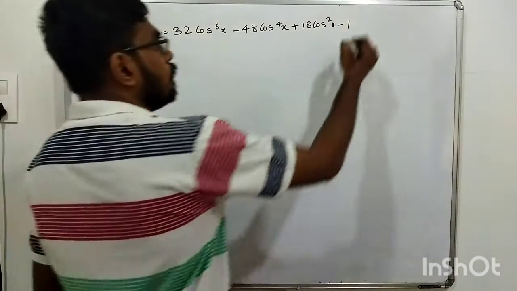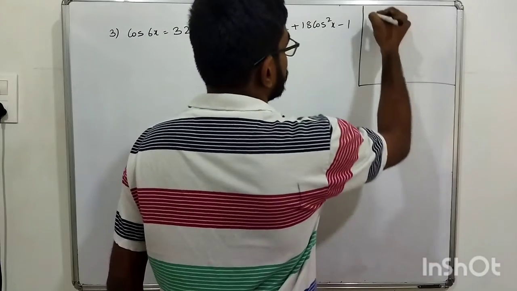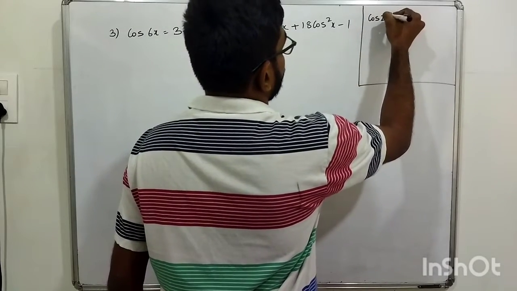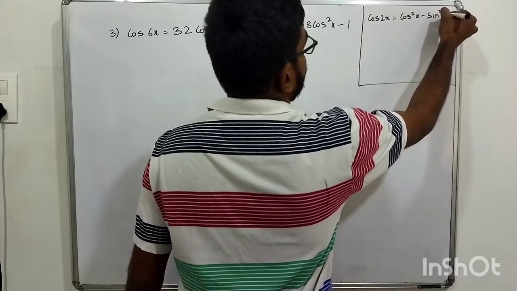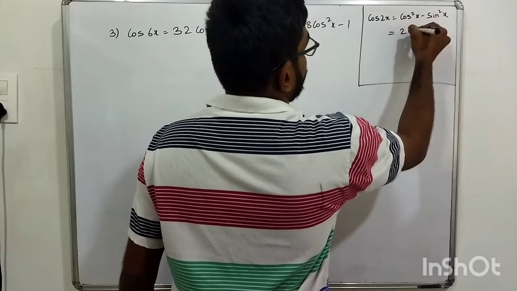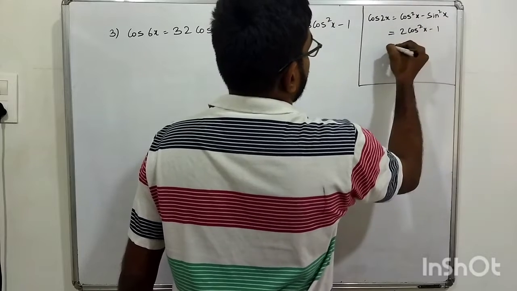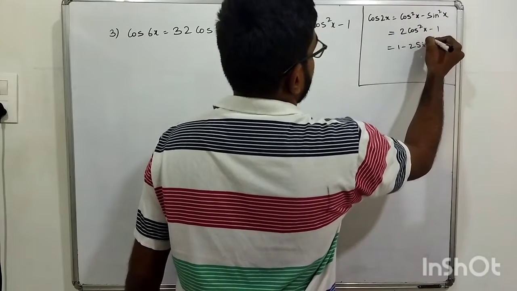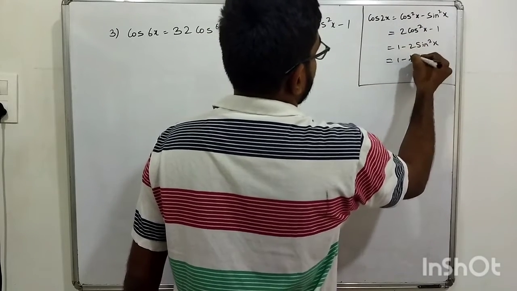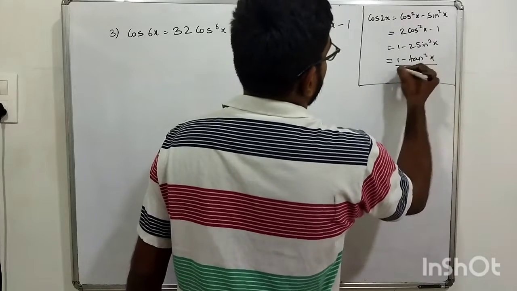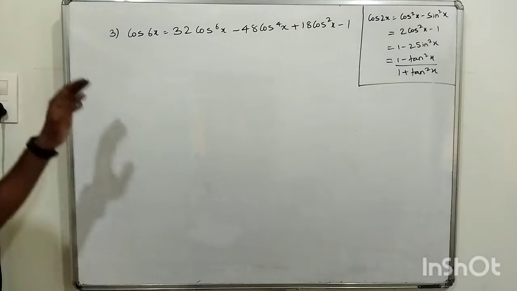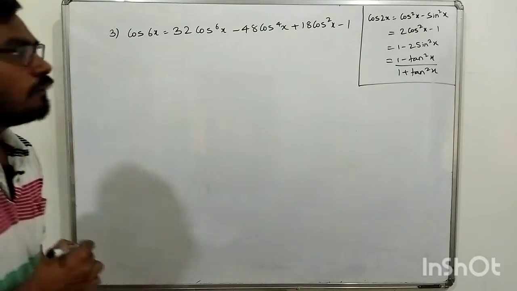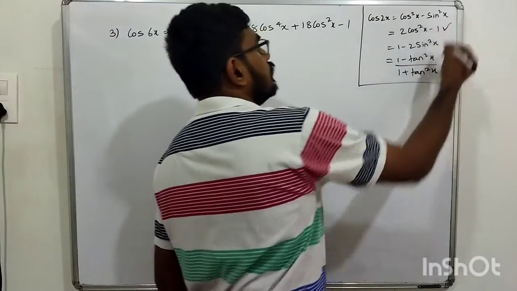Okay, again for cos 2x, let's see how many formulas are there. Cos 2x we have cos square x minus sin square x. You can see how it is derived in the previous class. 2 cos square x minus 1, 1 minus 2 sin square x, and fourth one is 1 minus tan square x upon 1 plus tan square x. So these are the 4 formulas for cos 2x. So out of this, which is the best if you look at RHS? Obviously this. Okay, so we'll use that.